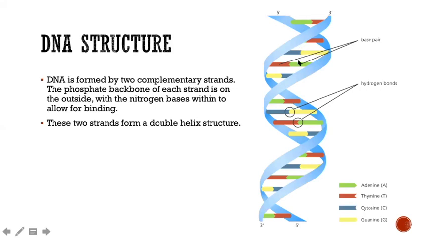So you have a minor groove and a major groove. The major groove is just bigger than the minor groove. You can see the base pairs are linking up together in the middle here. And this blue here is the phosphate backbone.